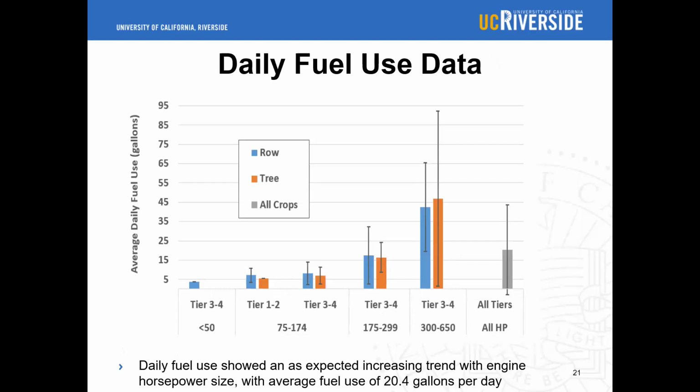Okay, so daily fuel use. We've got daily fuel use in terms of gallons on the y-axis. Going from left to right, we go from less than 50 horsepower up to 300 to 650 horsepower. You can see there is an increase, as one might expect. Naturally, bigger tractors are going to use more fuel. If we look at the overall average over all horsepowers, which can be a function of not only tractor size, but also how many hours those tractors were working each day, we found an average of about 20 gallons per day.